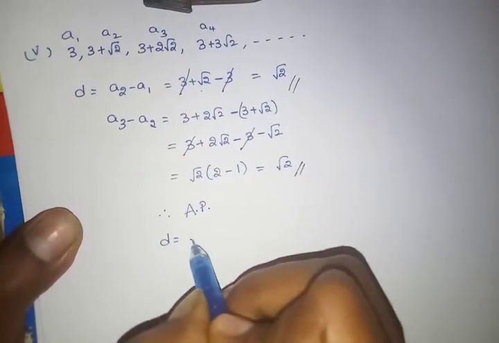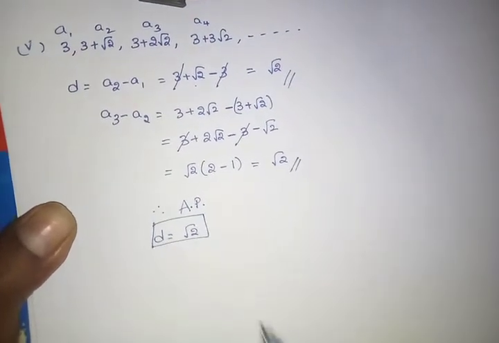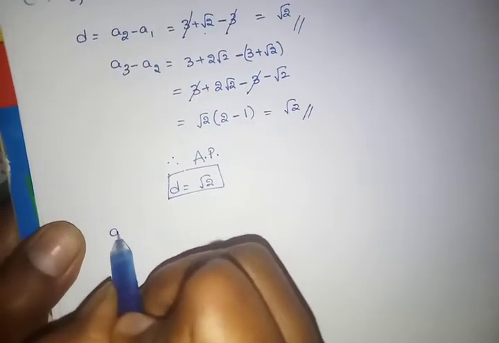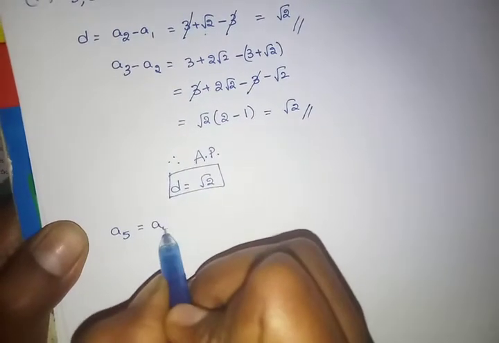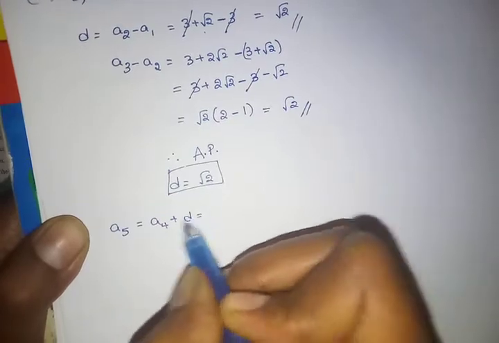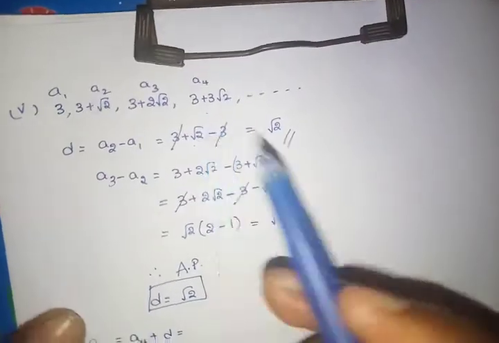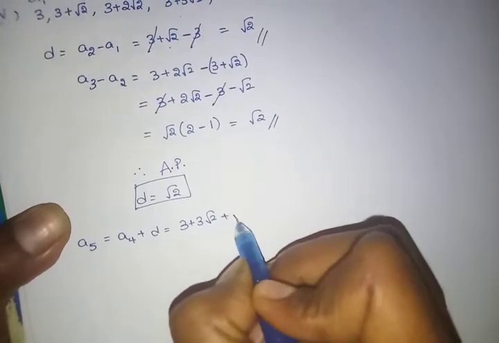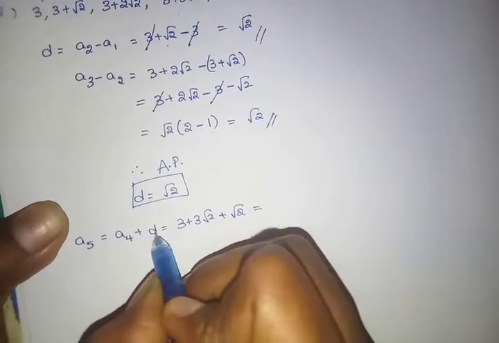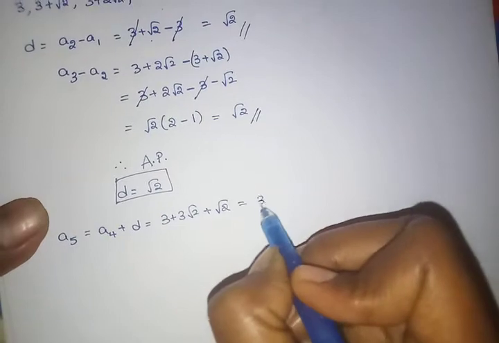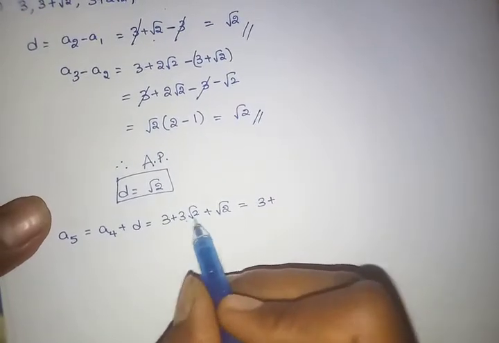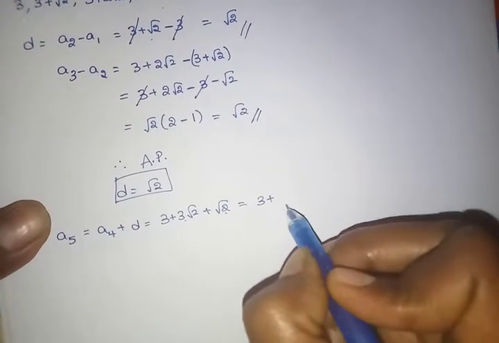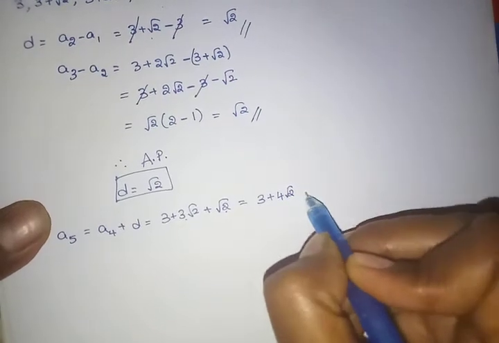And what is the d value? Root 2. Again what we have to find? A5. A5 equals to what? A4 plus d. What is A4 value? 3 plus 3 root 2 plus root 2, d value. Then add it now. 3 plus 3 root 2 plus root 2. How much it will become? 4 root 2. That's all.